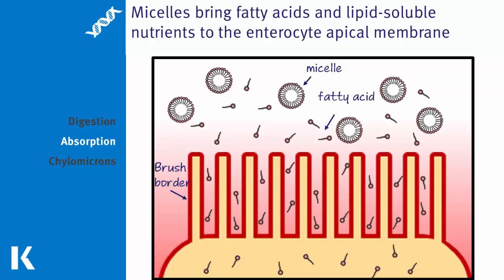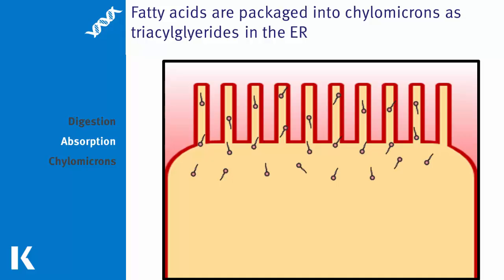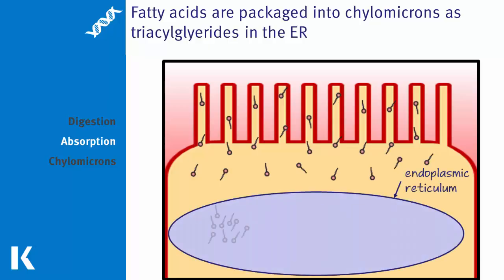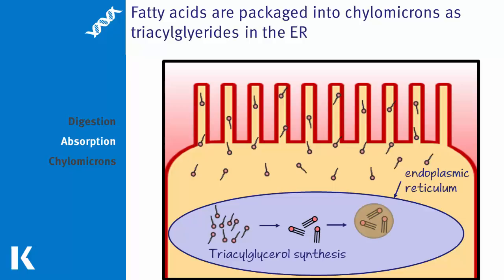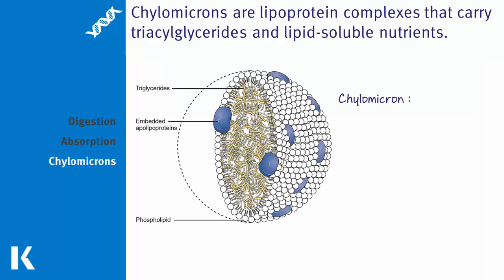Let's take a closer look at the inside of enterocytes. Once the fatty acids and monoacylglycerides have diffused into the enterocyte, they enter the endoplasmic reticulum. Here, they are used to synthesize new triacylglyceride molecules, which are then packed into complexes called chylomicrons. Take note that the process of forming chylomicrons only occurs in the endoplasmic reticulum and only in the enterocytes of the small intestine. But what all goes into a chylomicron?